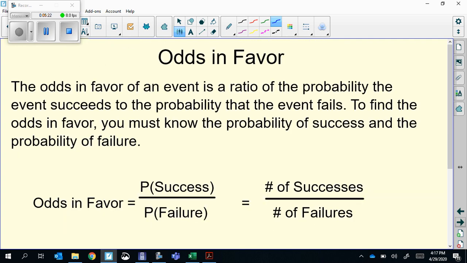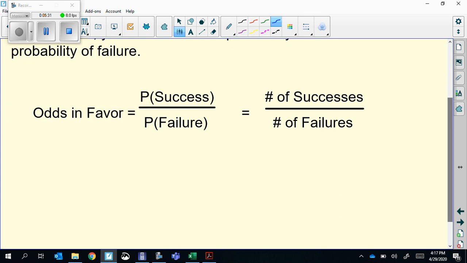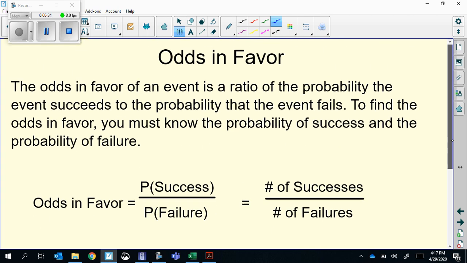So odds in favor, those were all odds against. Odds in favor would just be the reciprocal of it. You just do successes on top. Really, really similar. Going to be super easy.